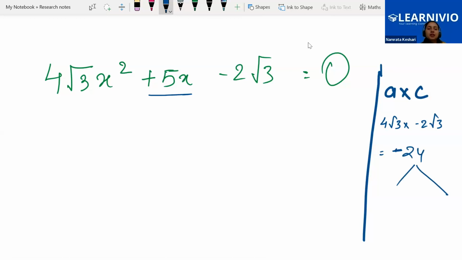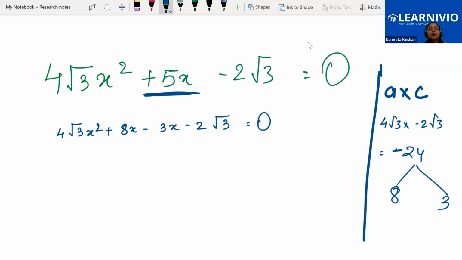We must get, after adding those two factors or subtracting, we must get 5. That should be in the mind. Either you can list down all the possibilities or directly you can figure it out that 8 times 3 is 24 and 8 and 3 together can give 5. 8 minus 3 is 5 only. So we can write it like this, that 8x minus 3x is plus 5x. That's how we can break it. Is it clear? Yes, ma'am.